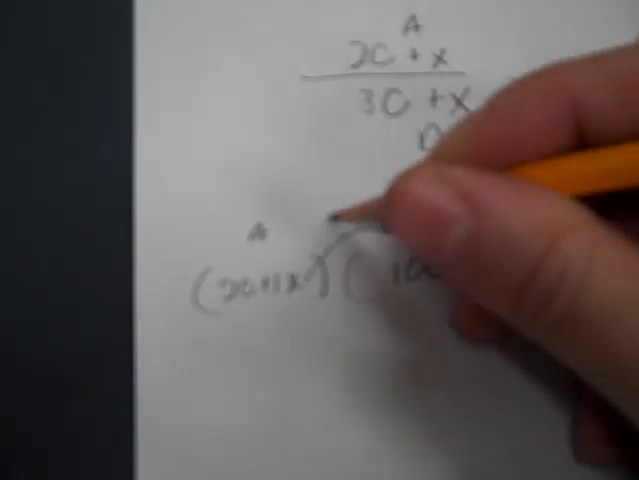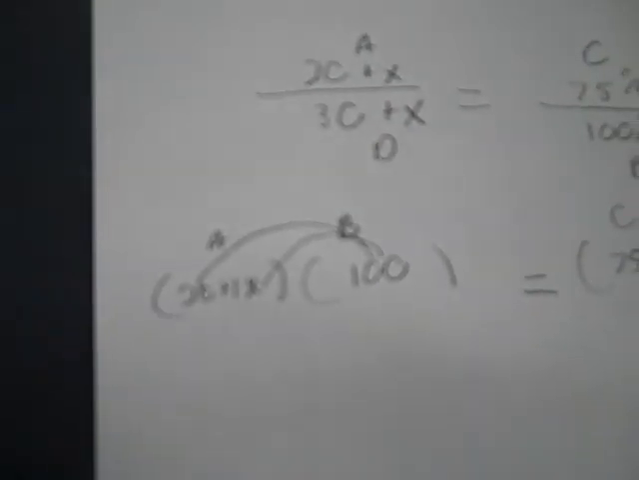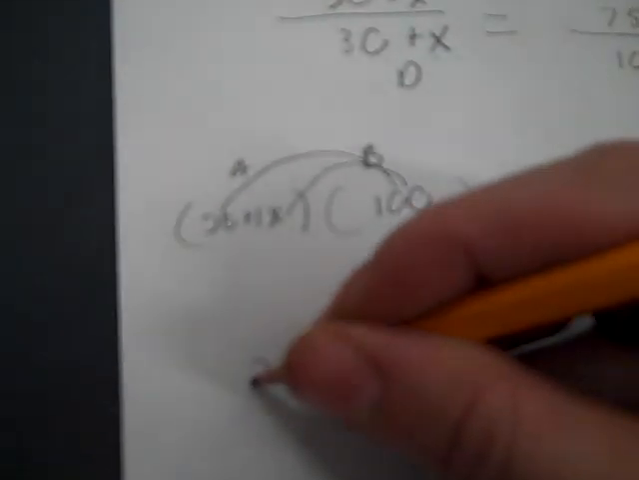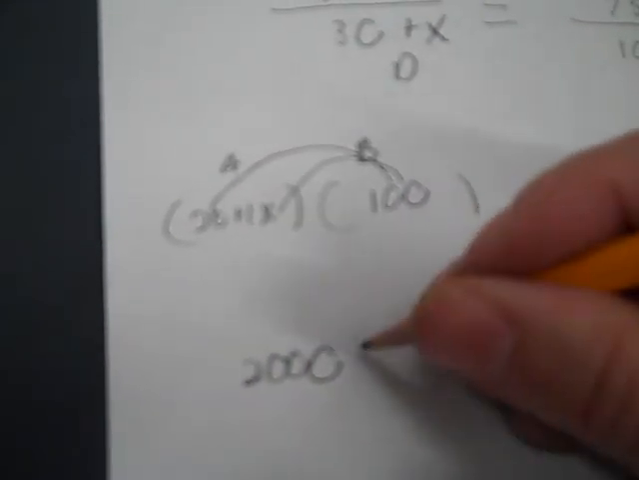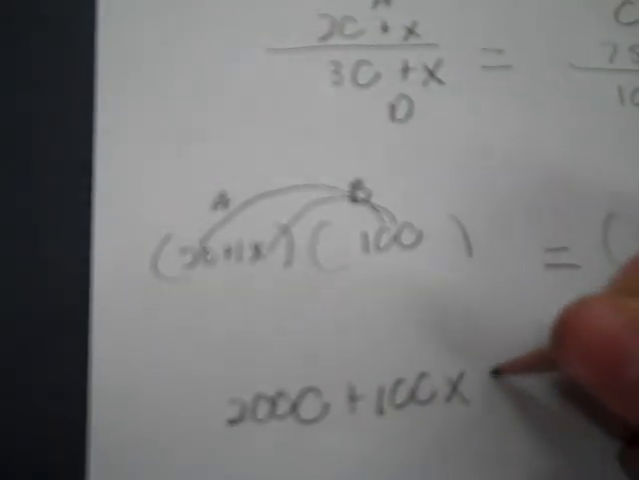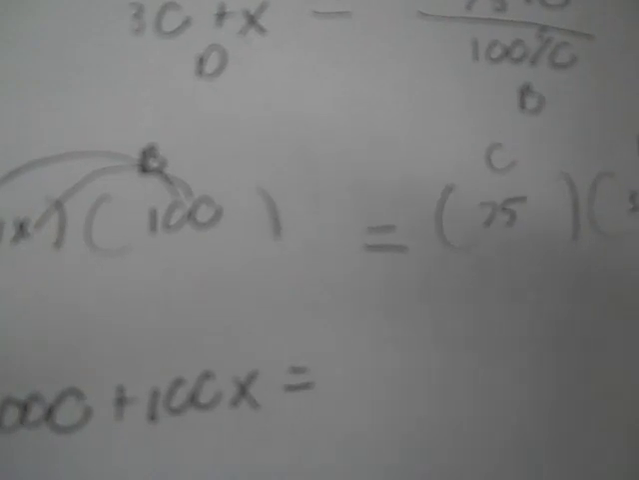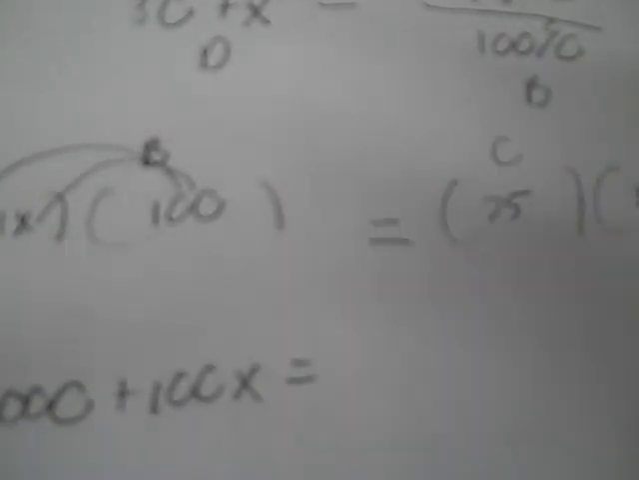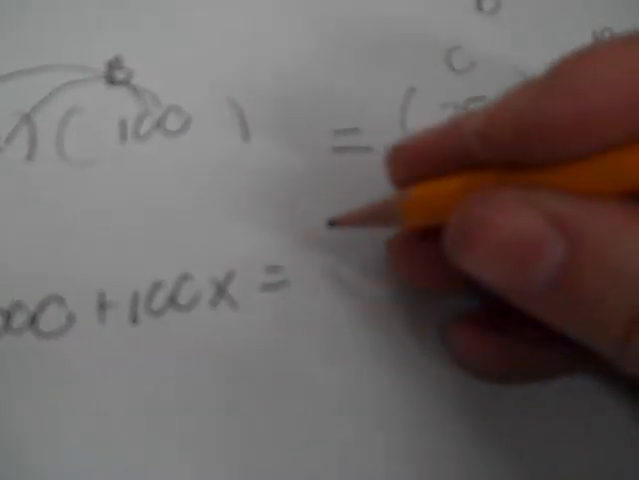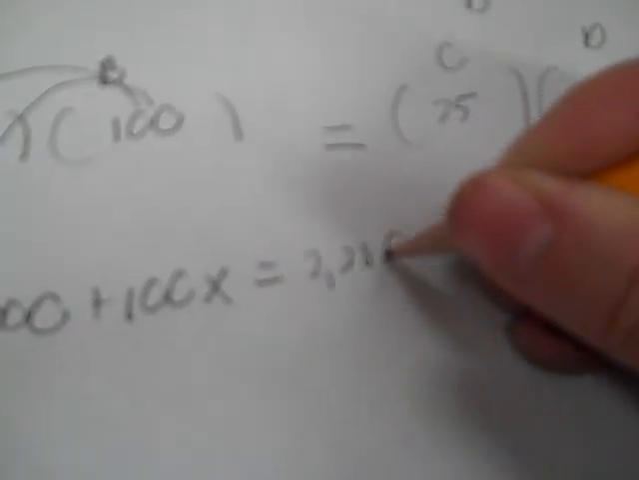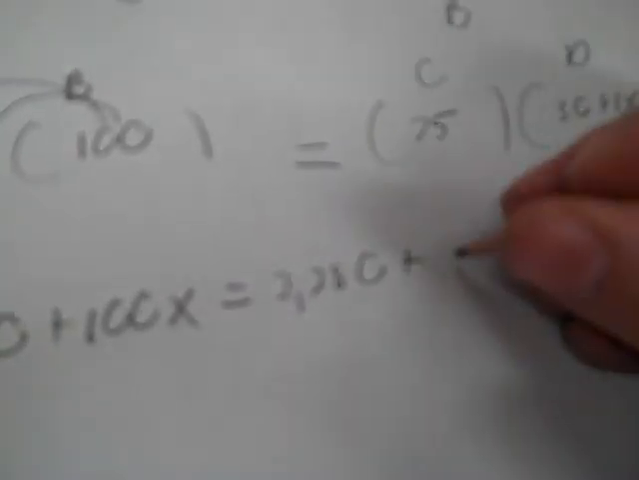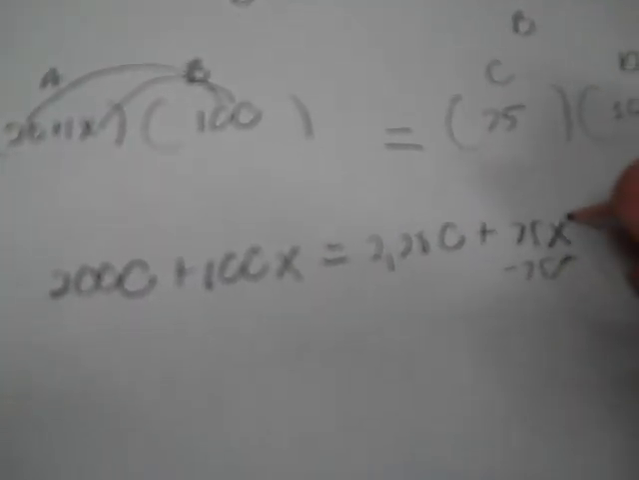Okay, let's see if this idiot can get it right this time. So I take 100 times 20. That's going to be 2,000 plus 100x. 75 times 30, it's going to be 2,250, I think. Yep. Plus 75x. Okay, let's collect the x's on one side.